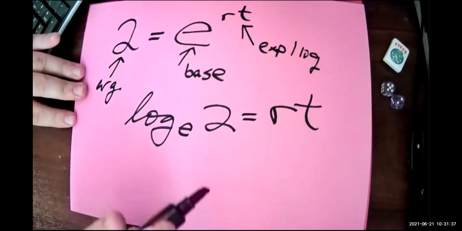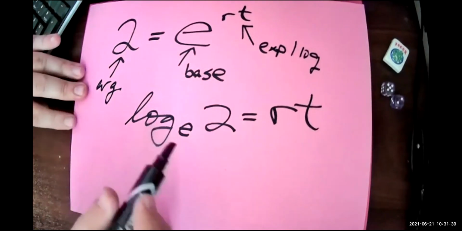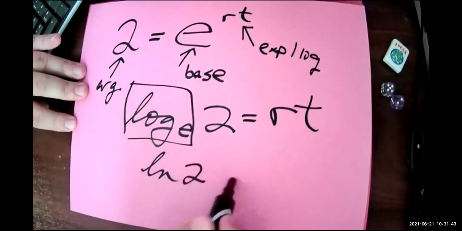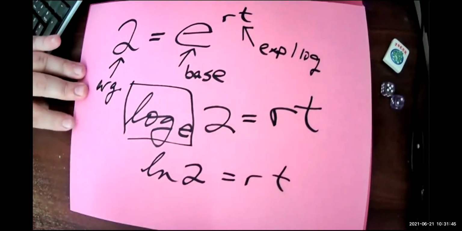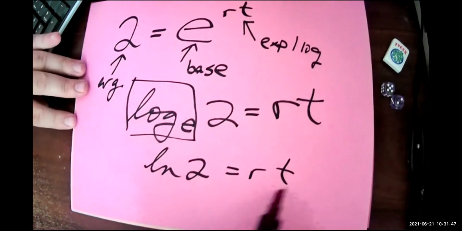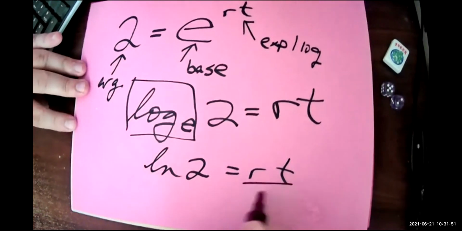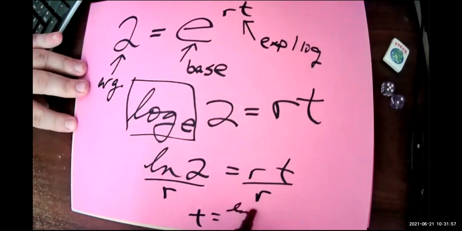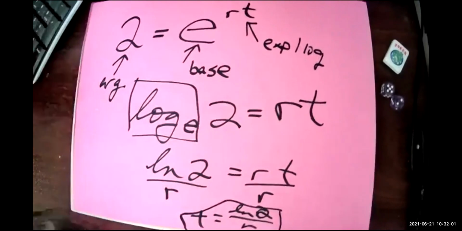Now, a couple of little things to fix around here. First of all, log base e, we know what this is. Log base e is natural log. And if we're going to ask you to solve it for t, well, t is over here, and the only thing connected to t is r with multiplication. So use the reverse of multiplication and divide both sides by r. And before you know it, you have a solution. t equals natural log of 2 over r. That's what we were looking for right there.